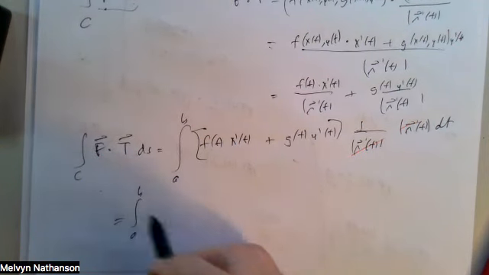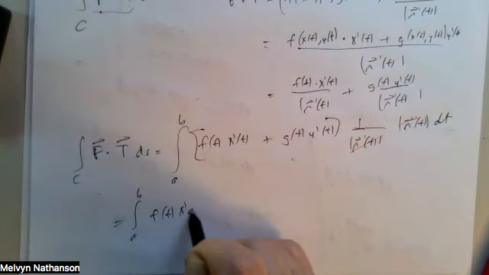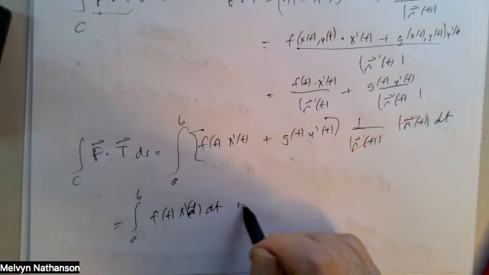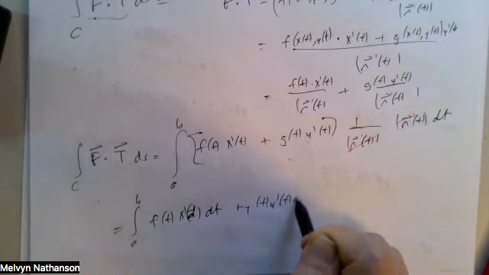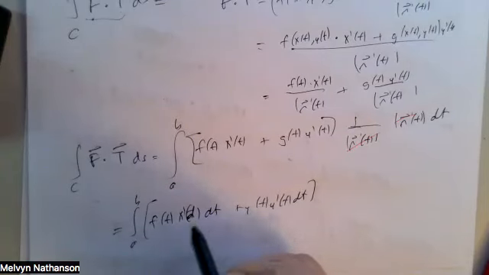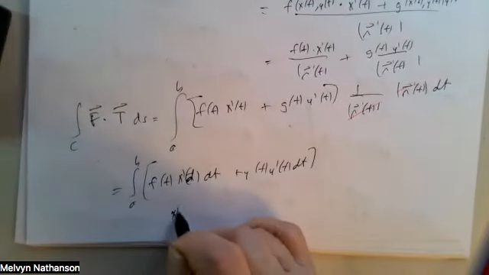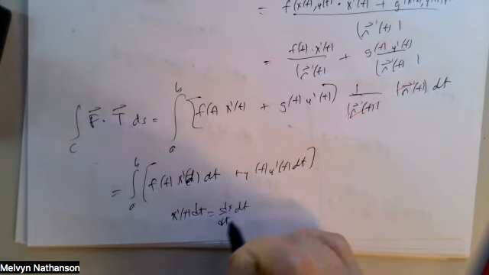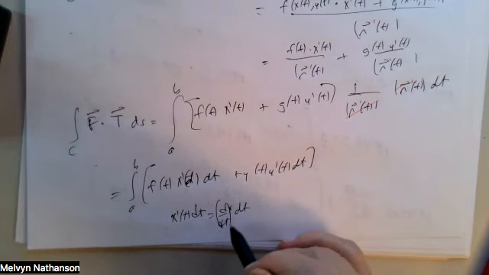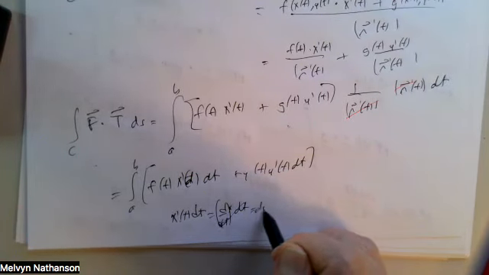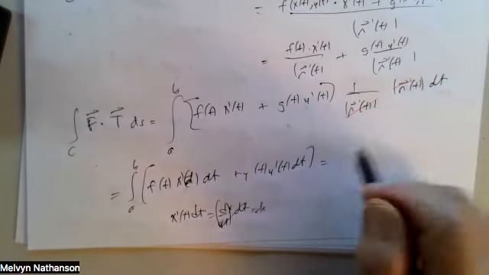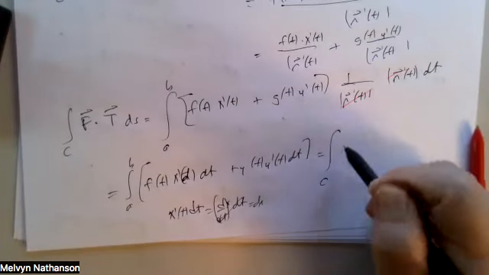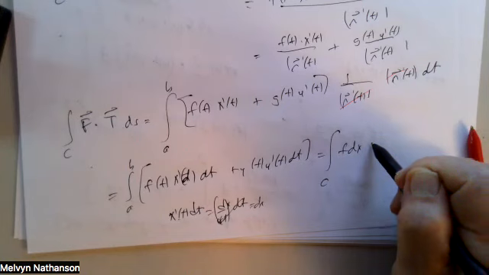This is the integral from a to b of f of t x prime of t dt plus g of t y prime of t dt. If you think of x prime of t dt, x prime is dx dt over dt. You can somehow abbreviate this as, if these cancel, this is dx. So what you often find as a shorthand for the line integral, this is purely notation, is the integral over C of f dx plus g dy.